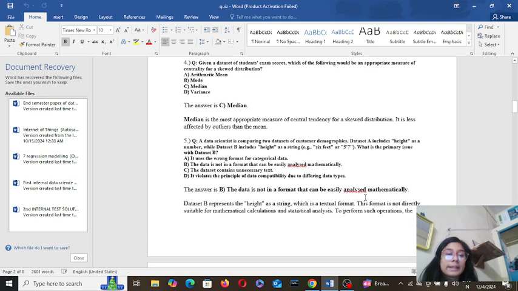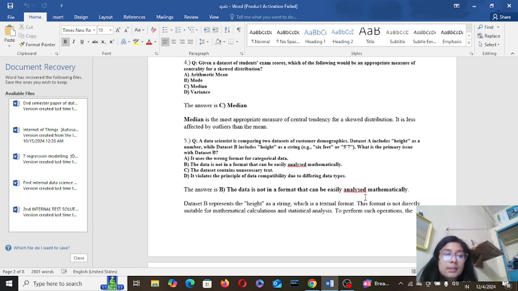Then we have, a data scientist is comparing two data sets of customer demographics. Dataset A includes height as a number, while dataset B includes height as a string. So what is the primary issue with dataset B? So the answer is B.